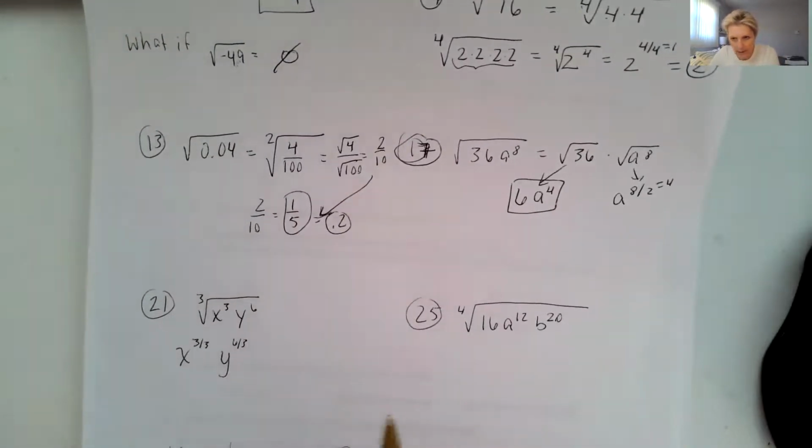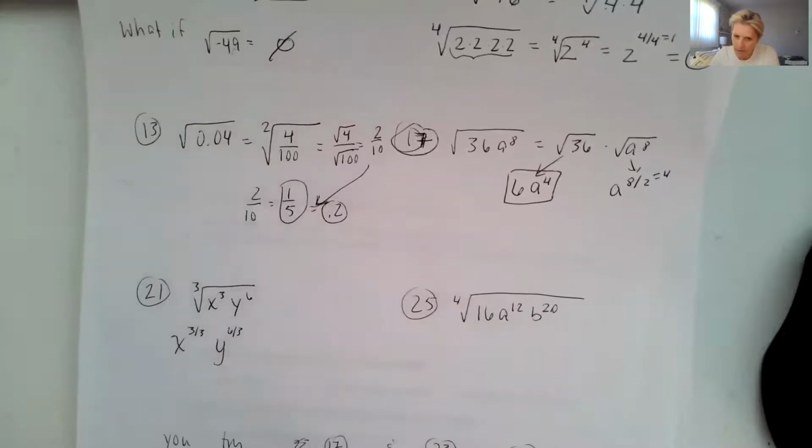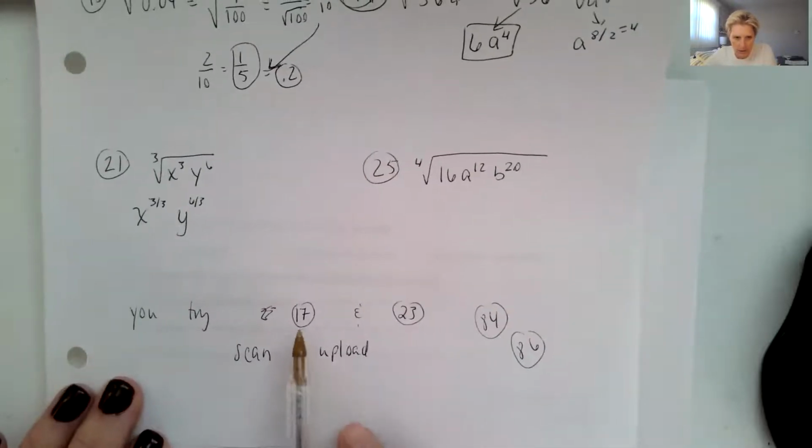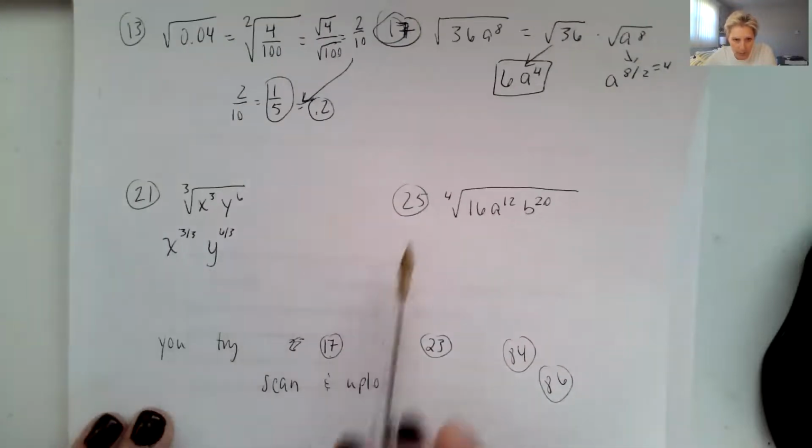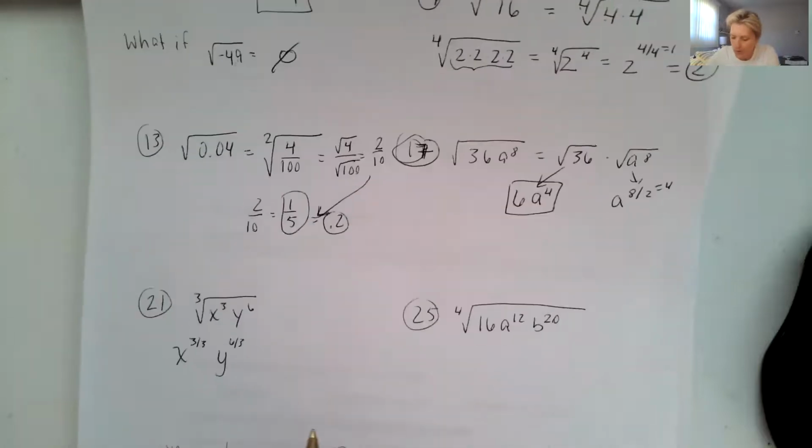And I have an outside assignment that you'll see in Canvas that I'm asking you to do: number 17 and 23, 84 and 86. And I want you to show your work like I'm doing here in the book and then upload.